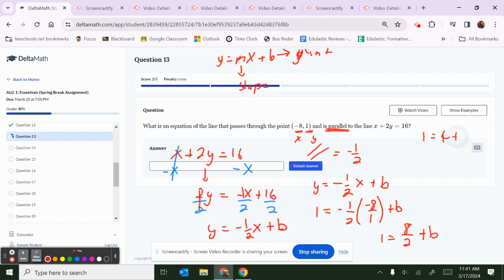And what would be my final step? Subtract 4, subtract 4. So your b is equal to 1 take away 4, which is negative 3. So I replace my b in this equation with negative 3. So my answer is y equal negative 1/2 x minus 3.